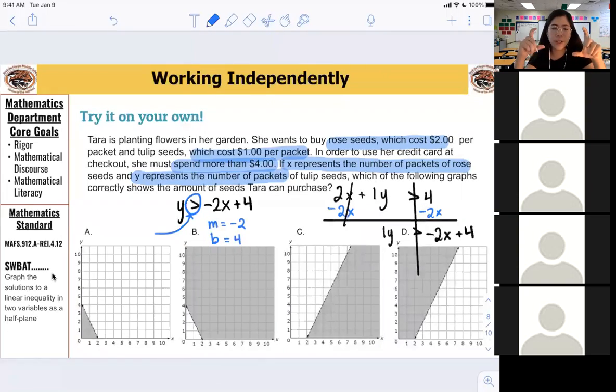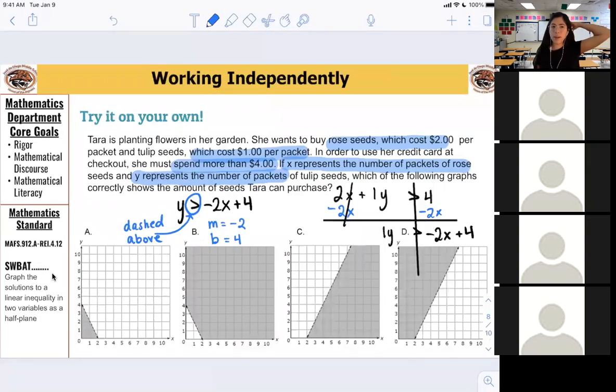Think back to the chart if you wrote it down in your notes. Oh, it doesn't have the line under it, so it's going to be dashed. Yeah, this is going to be dashed, dotted, because there's no equal to. Since it's just greater than, it's dashed. And am I shading above or below? Above. Okay, so let's look at our graphs.